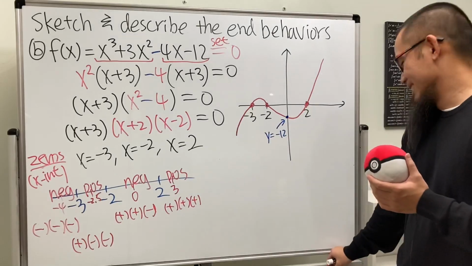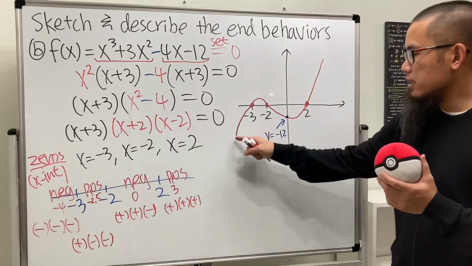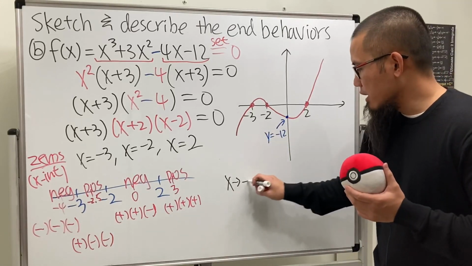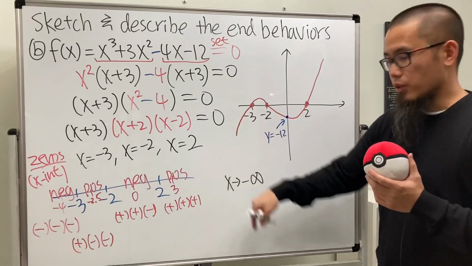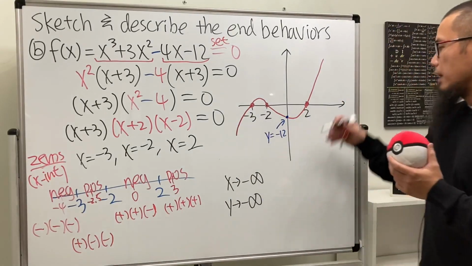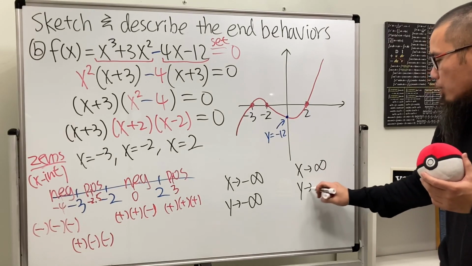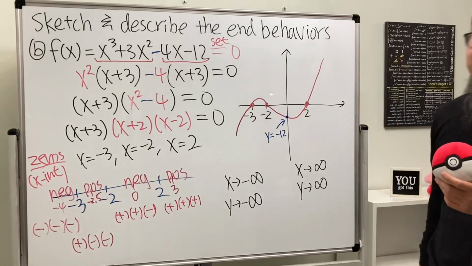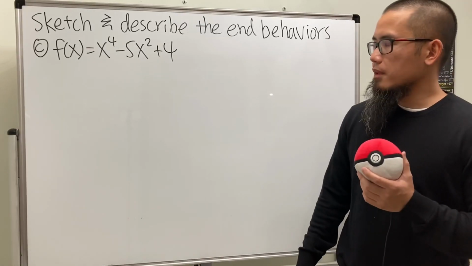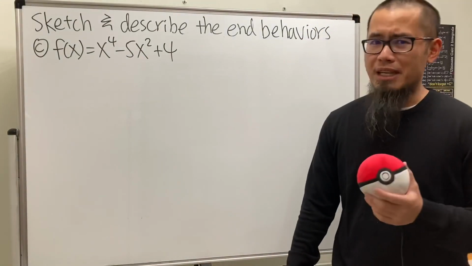That's all, right? Okay, now let's talk about the end behavior. So you see the left end, when x is approaching negative infinity, the curve is going downward, right? So y will be going to negative infinity. But on the other hand, when x is going to positive infinity, y will go to positive infinity. That's it.